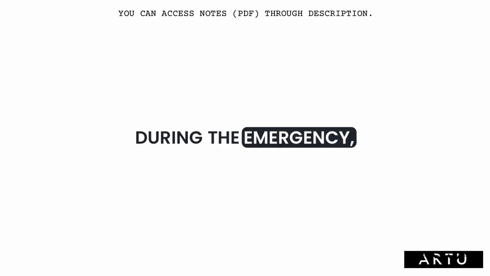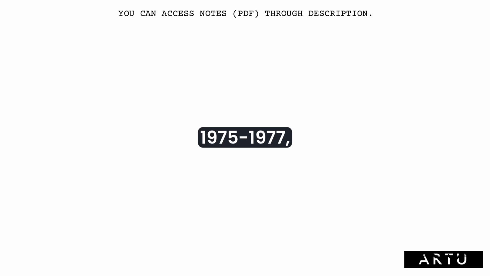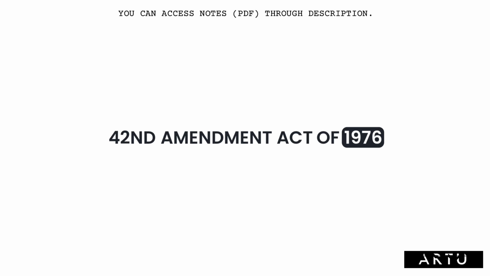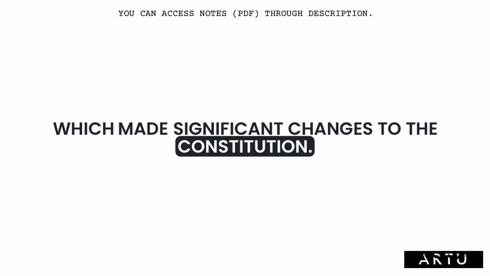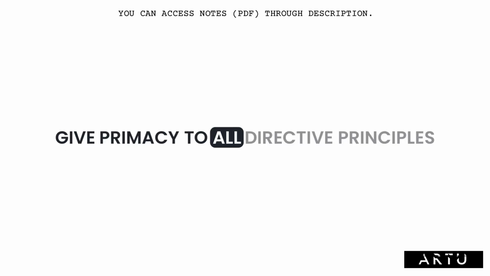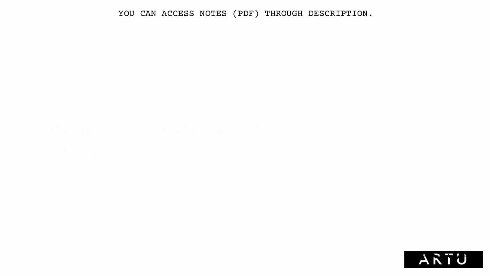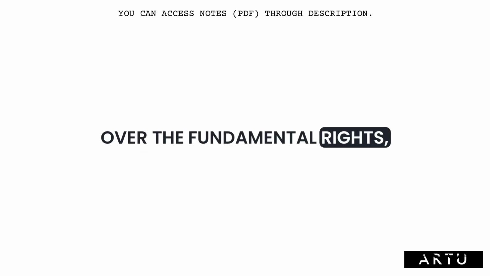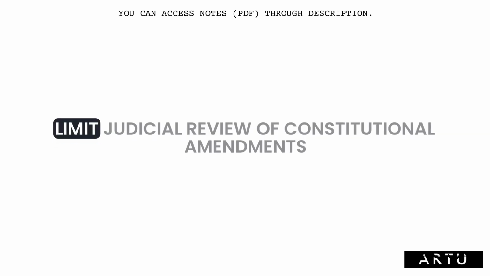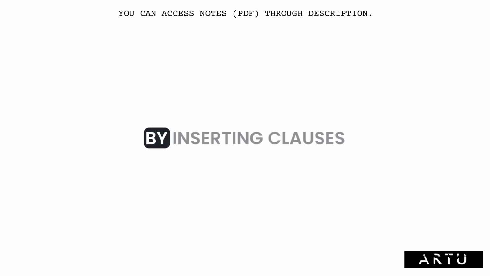Background: during the Emergency, 1975 to 1977, Parliament passed the 42nd Amendment Act of 1976, which made significant changes to the Constitution. The amendment introduced provisions to give primacy to all directive principles of state policy (DPSP) over the fundamental rights (FRs) of citizens, specifically Articles 14, 19, and 21. It also limited judicial review of constitutional amendments by inserting clauses 4 and 5 into Article 368.